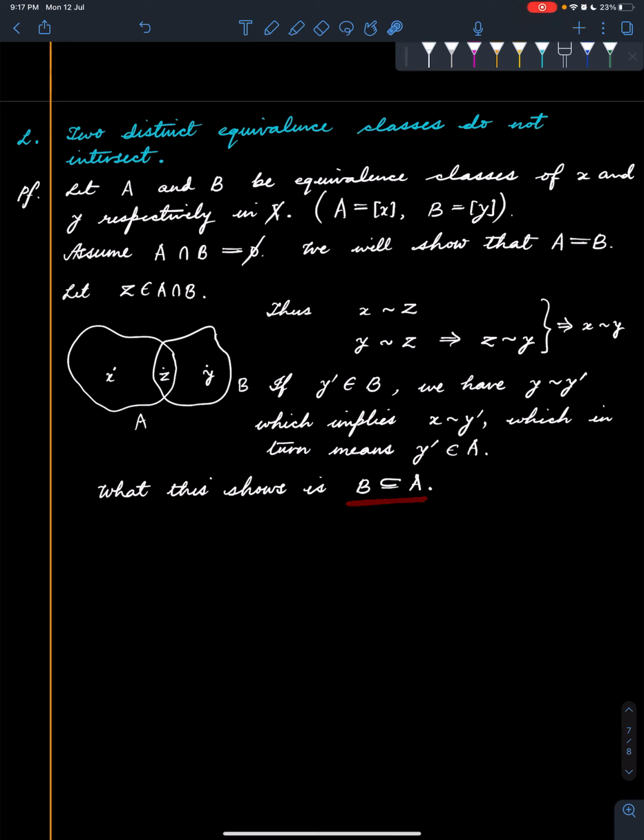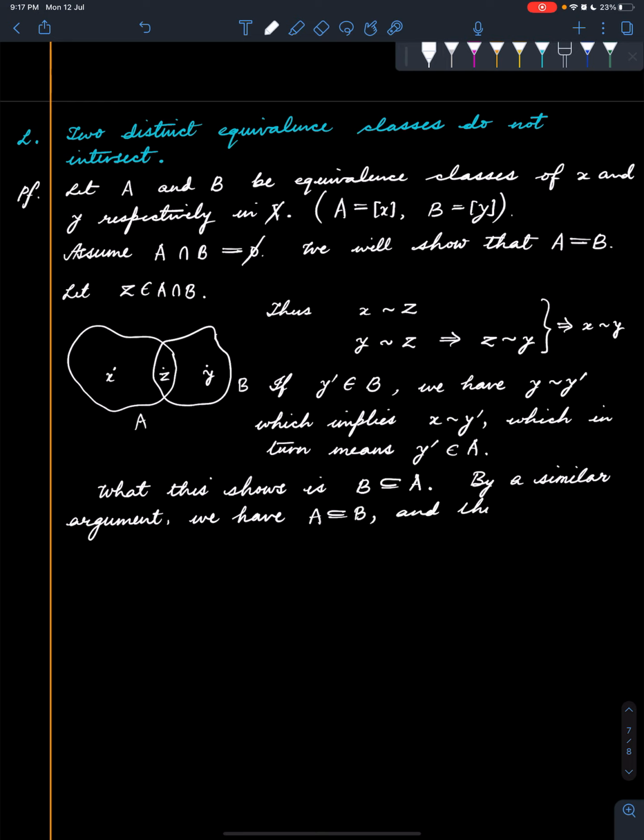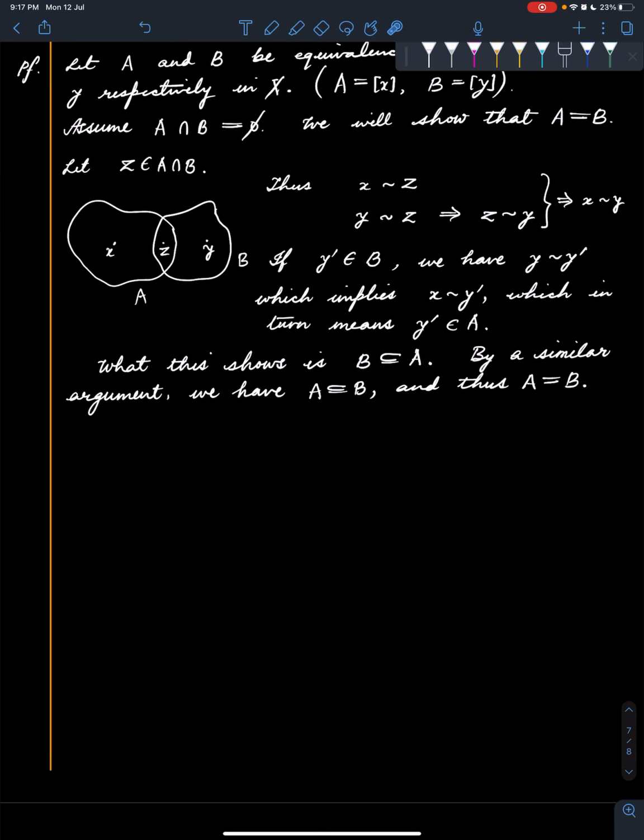So B is contained in A, and similarly, by the same reasoning, by a similar argument, we have A is contained in B, and thus A equals B. Because if B is contained in A and A is contained in B, then those two things must be equal. So that's it. That's the proof. So two distinct equivalence classes do not intersect.